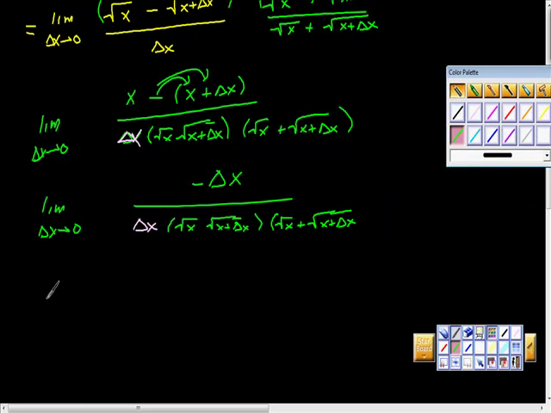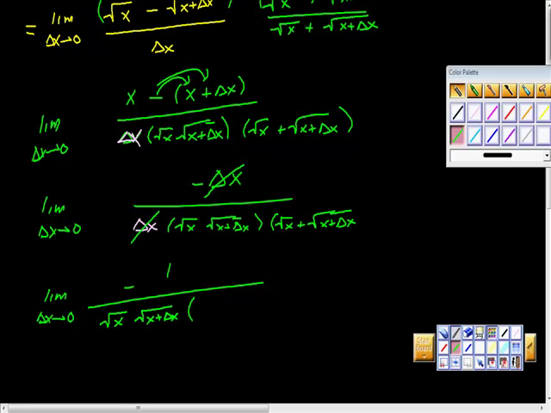So that equals the limit as change of x approaches 0 of negative 1, right? Because this and this go to 1, don't they? Of the quantity times square root of x plus change in x, right? Times the quantity plus square root of x plus change in x. Believe it or not, we're almost done.